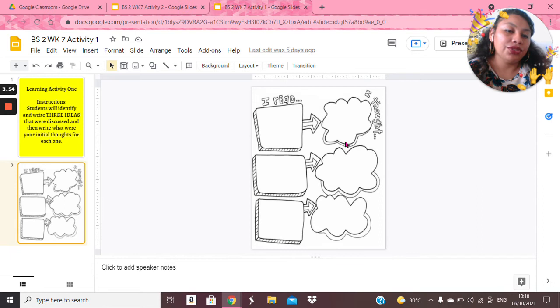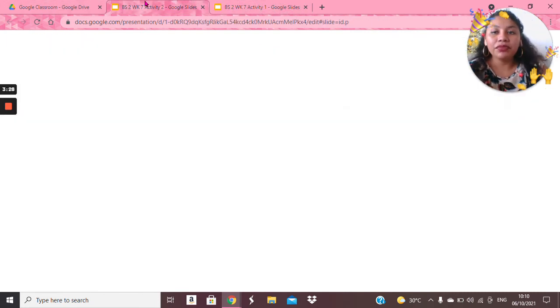And then based on these 3 things, you will have an I Thought. So when you read this, and we discussed it, what was the first thing that you thought about this specific idea? And then you write that in the cloud symbol that I have there. So this is the first one, right? That's all you have to do. 3 things that caught your attention, and then what you thought about each of these 3 things. What was your first initial thought?